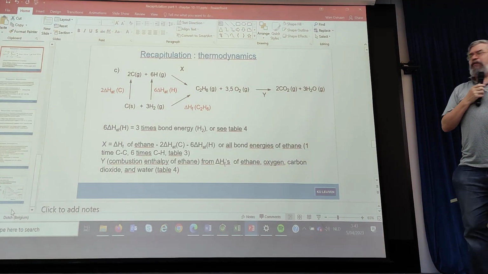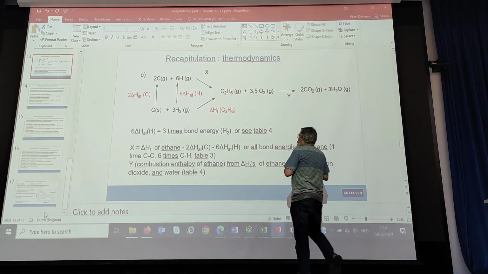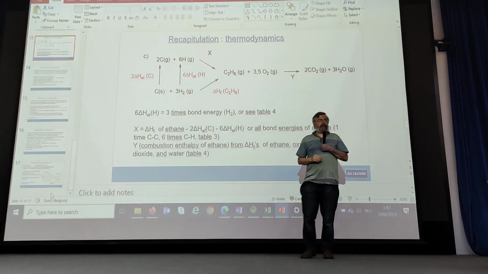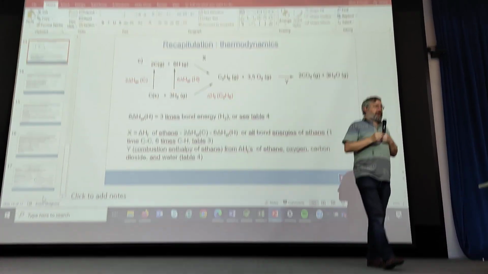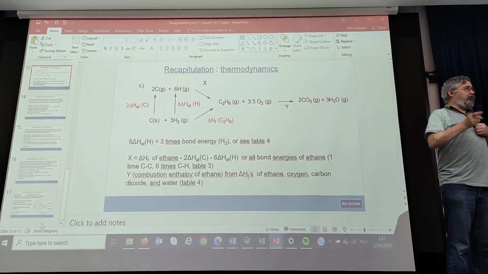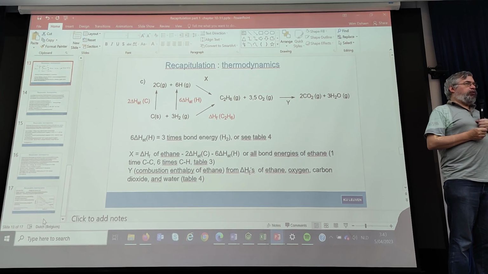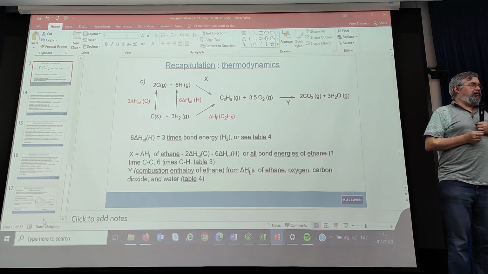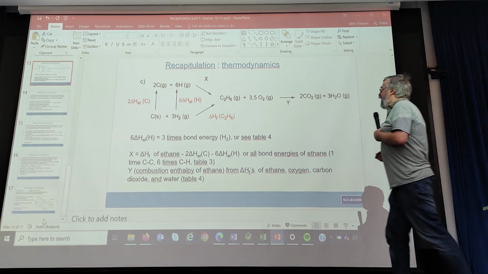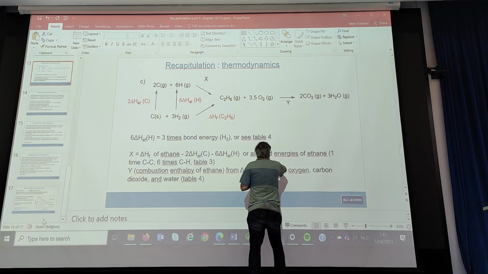Students here pointed out, and it's correct, that maybe I went a bit too fast, but actually the formation entropy of ethane is not in our tables. So then we could ask ourselves, how can we determine this X, and it is shown here.